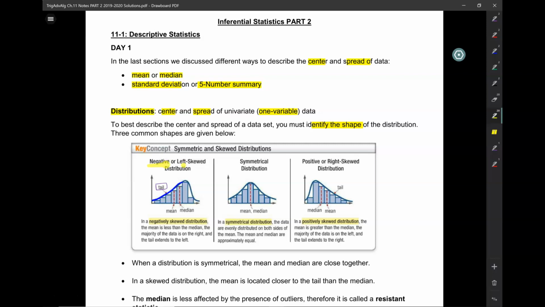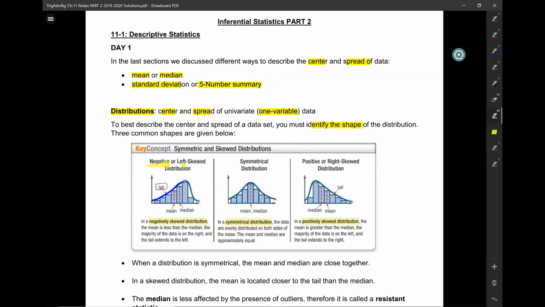Negative because the tail is on the side of the negative numbers. It can be a little bit counterintuitive. Even adults sort of say, oh, the peak is on the right, so it's a right distribution. No, we don't go with the peak, we go with the tail, okay? Even math teachers sometimes have to think twice about this. But you have to focus on where it trails off, where the tail is.